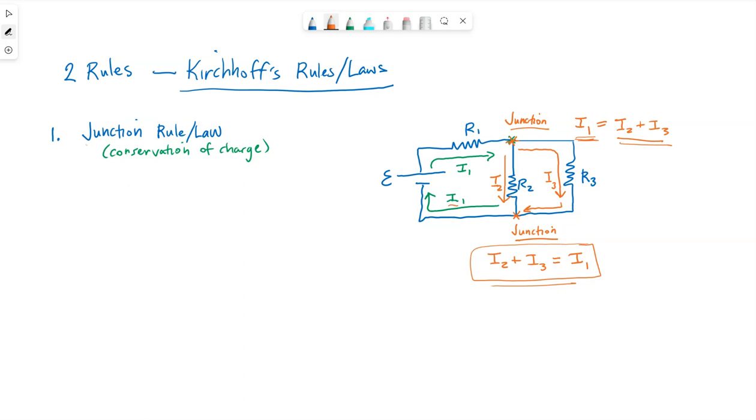So this junction rule or law tells us that if we add up, so summation, all of the currents flowing in towards a junction, they have to equal the summation of all the currents flowing out of the junction. We have to have the same amount of current in and out.